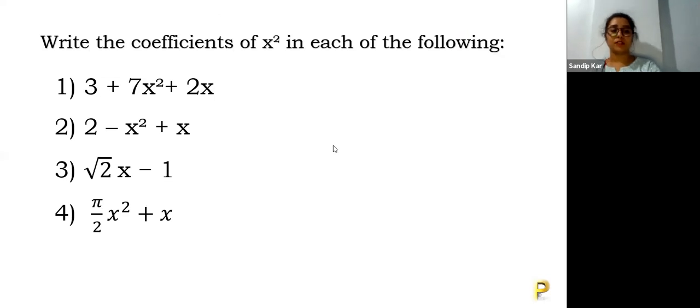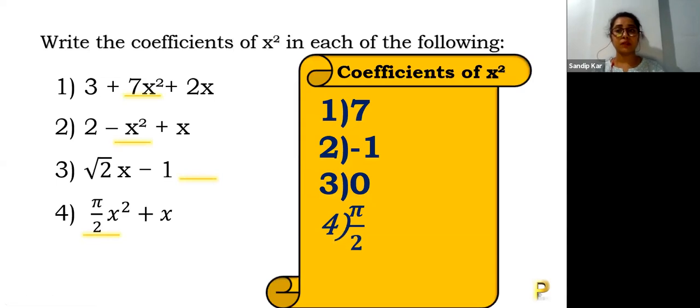Okay, I'll tell you the answer to these questions. So let's check them out. For the first part, 7x squared, so 7 is the coefficient. For the second one, minus 1 is the coefficient.